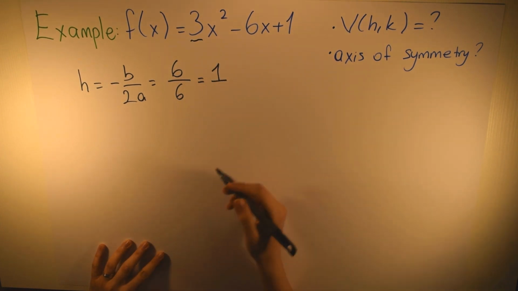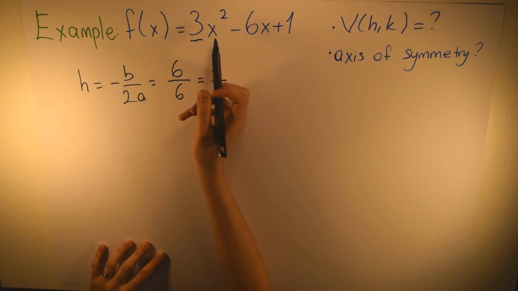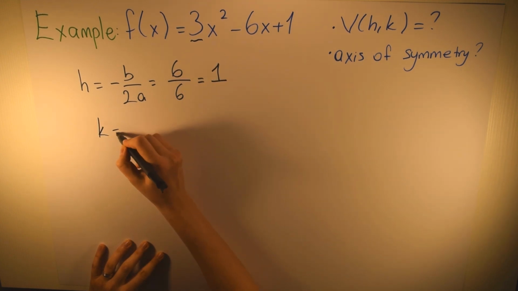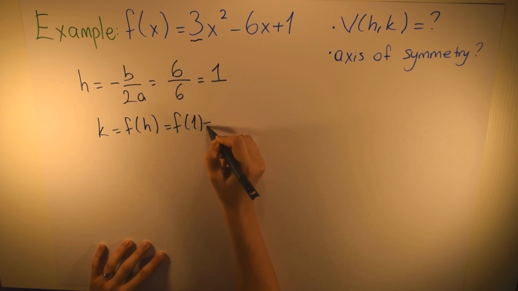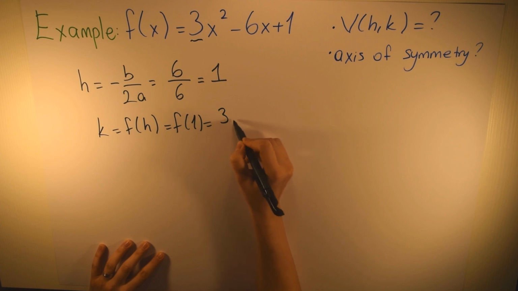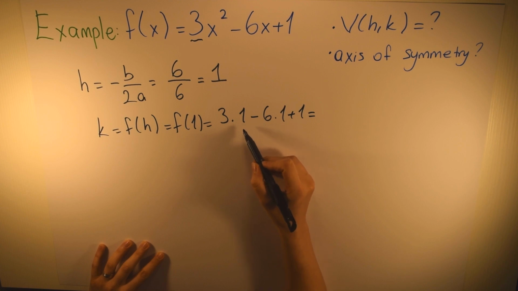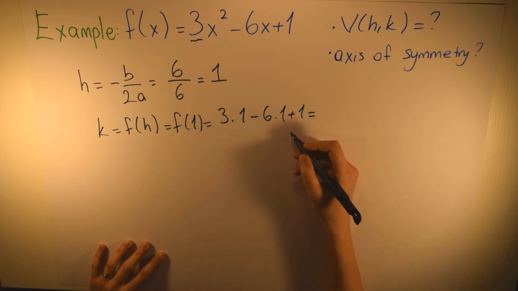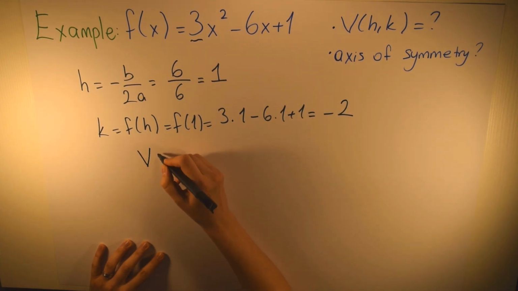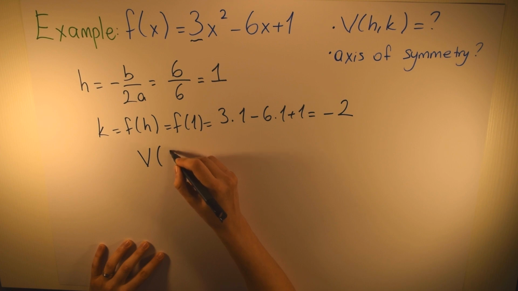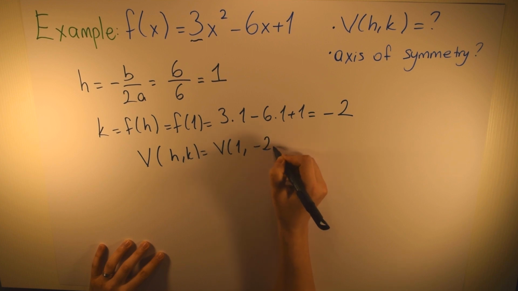So after that, we will find the value of k. So how do you do that? Instead of x here, we will put 1. So it's equal to f(h), and this is equal to f(1). When we put 1 instead of x, it's 3 times 1 minus 6 times 1 plus 1, which is equal to 3 minus 6, it's minus 3 plus 1, it's minus 2. So our vertex point is h and k, which is equal to 1 and minus 2, right?